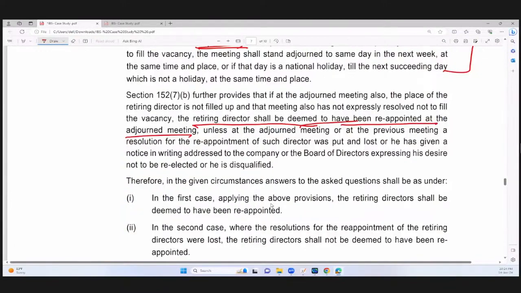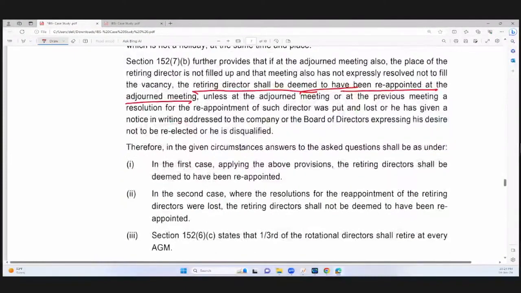Okay. So in the circumstances, we can see that in the first case, applying the above provisions, the retiring directors shall be deemed to have been reappointed, because at the AGM also the resolution was not completed. In the adjourned meeting also, this case has not been discussed. So in case at the original meeting and at the adjourned meeting these items have not been discussed, then the retiring directors shall be deemed to have been reappointed.